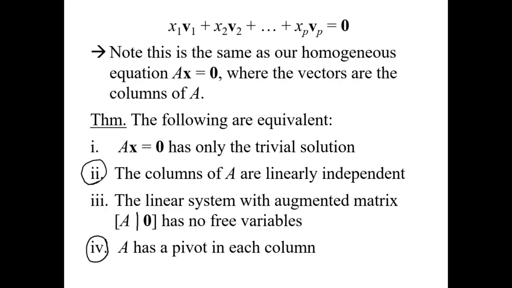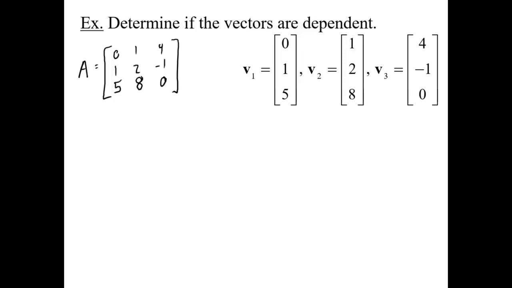Statements 2 and 4 basically say that the columns are independent if and only if A has a pivot in every column. So to answer this question, instead of setting up the augmented matrix or the homogeneous equation, I can just look at A. Is there a pivot in every column? If the answer is yes, then the vectors are independent. If the answer is no, then the vectors are dependent. So let's do that. Let's determine where the pivots are.